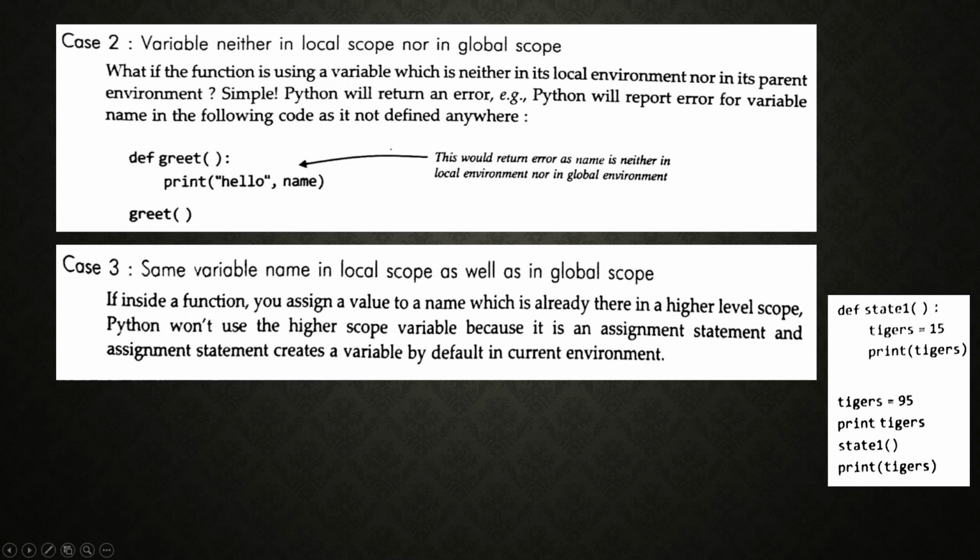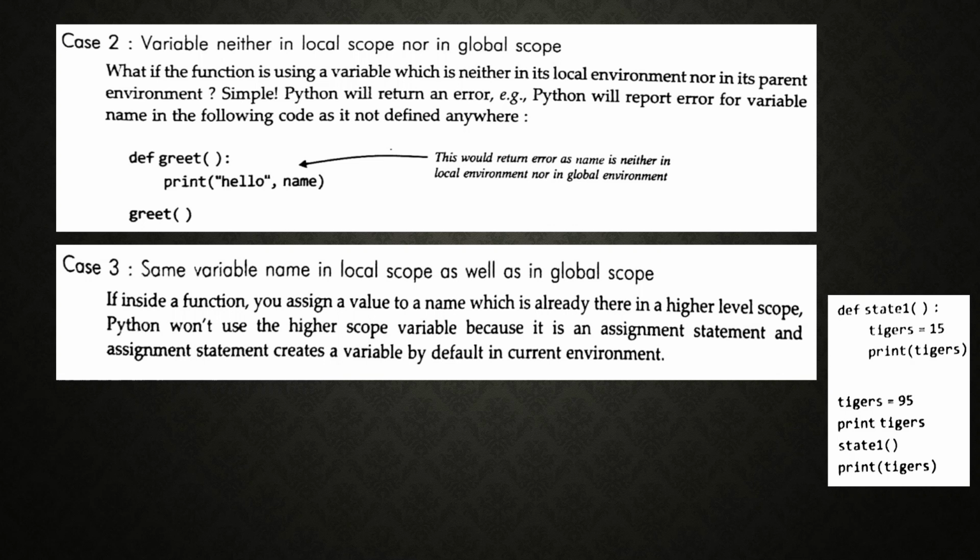See, on the right side, one program is given. Here in global scope, tigers equal to 95. Print tigers, statement 1. Control will transfer from here to the function, where tigers equal to 15, print tigers. The global variable is 95, but here it will refer to the local variable only. That means the local variable has more priority compared to the global, because we are working with the function. So its local value is 15, and it will display that value.